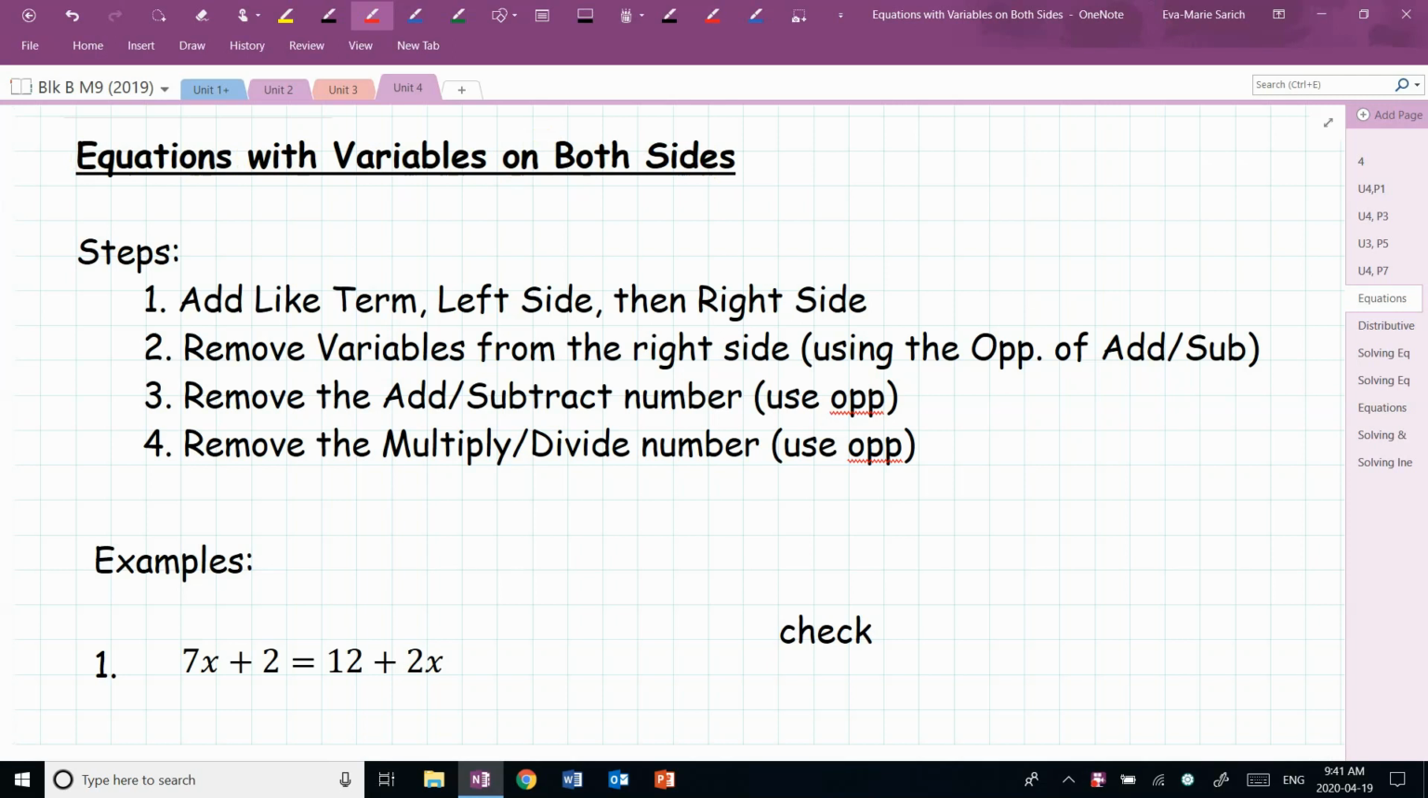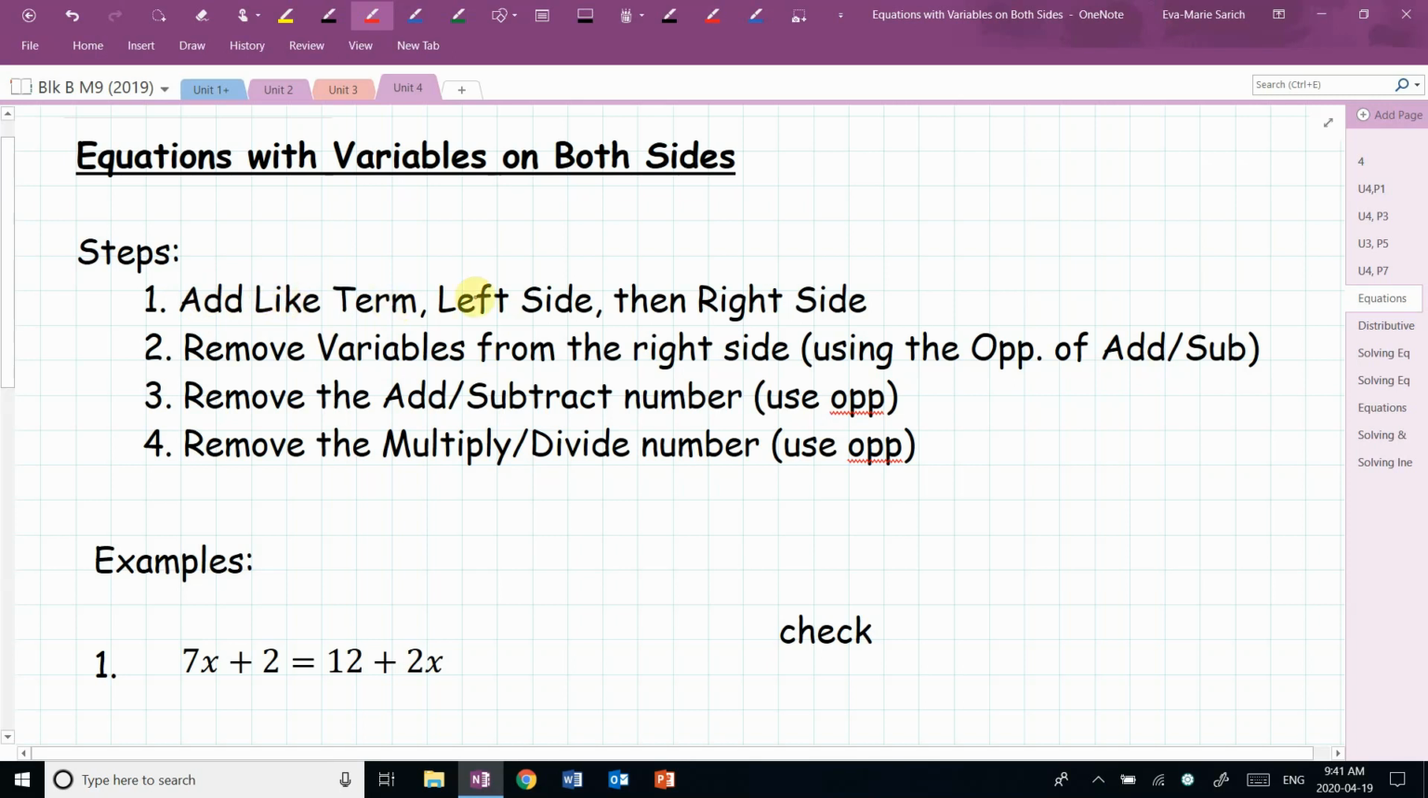Flipping means the one that was on the right is going to move to the left, but the one that was on the left is going to move to the right. So before we are able to solve this, the easiest way to deal with this is, in fact, to simplify it as much as we can first. So we want to add any like terms together.